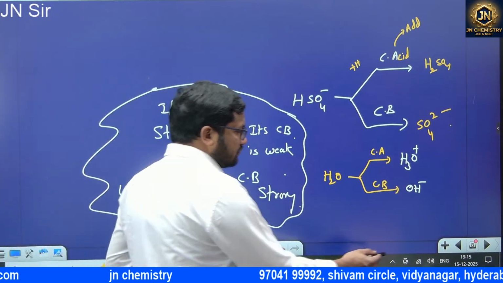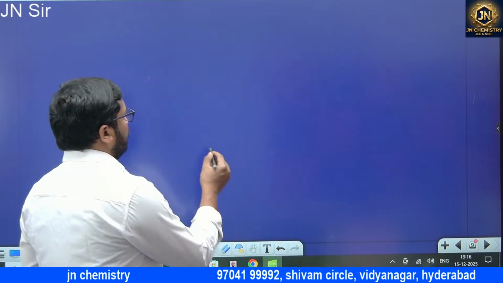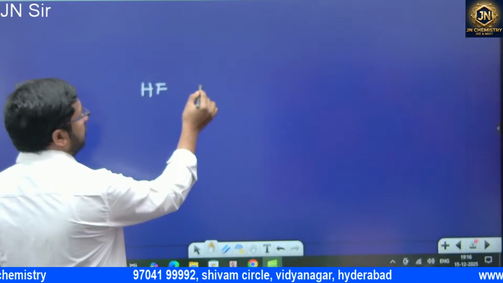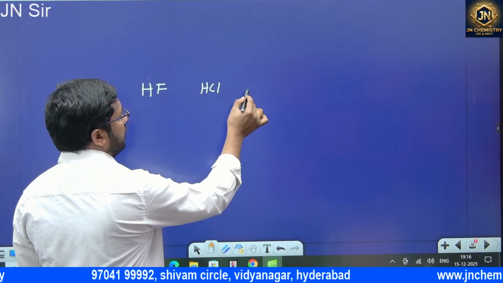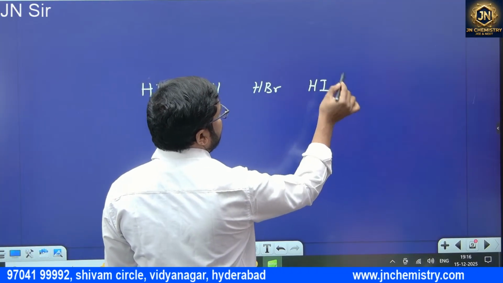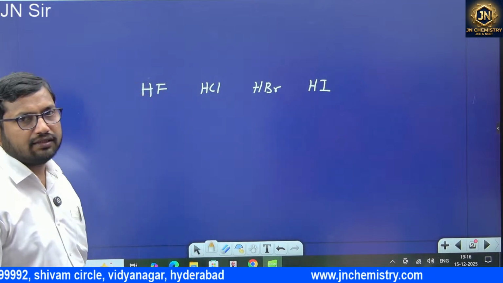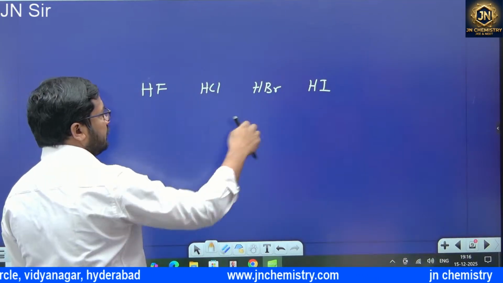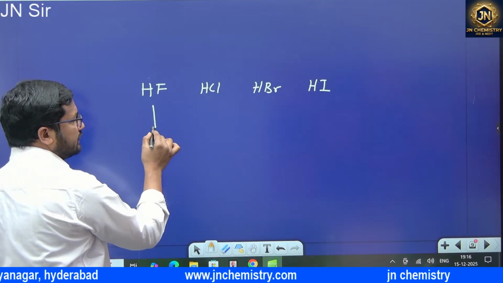Then for example HF, HCl, HBr, HI, which is the strong acid in this case? So what is its conjugate base for all? For HF, what is its conjugate base?